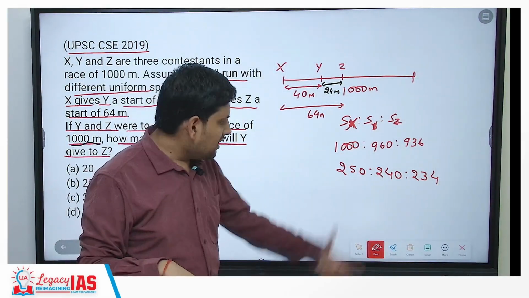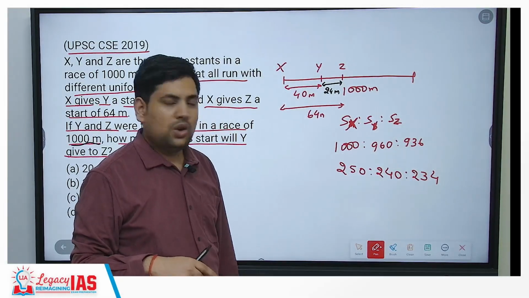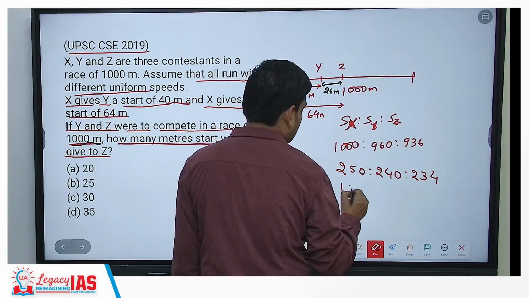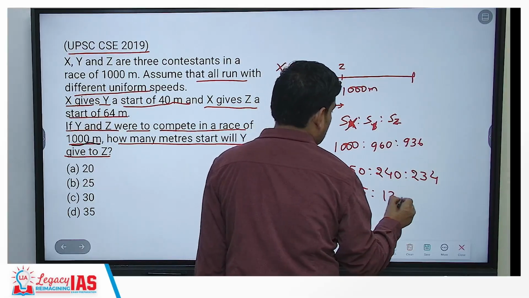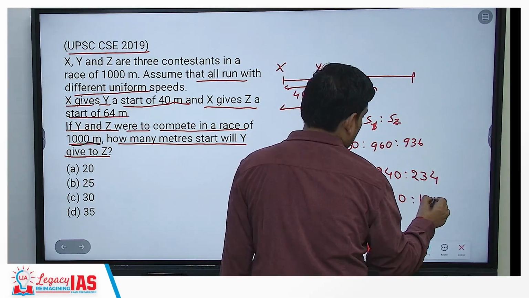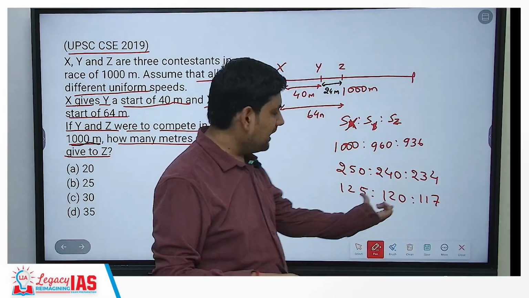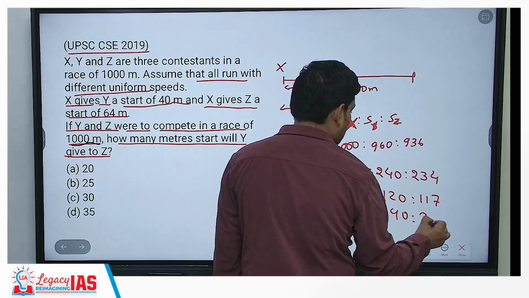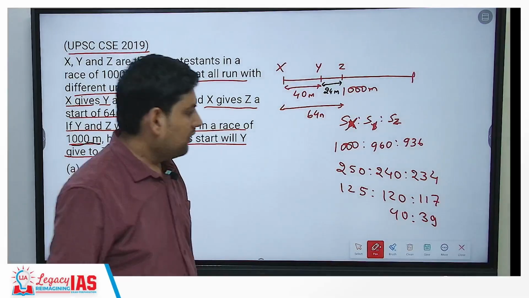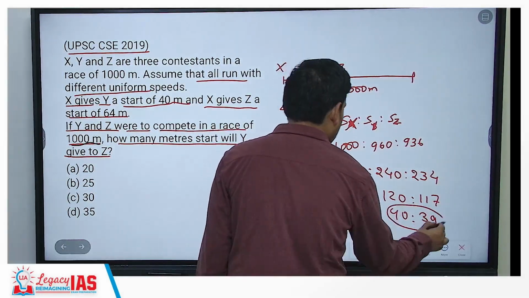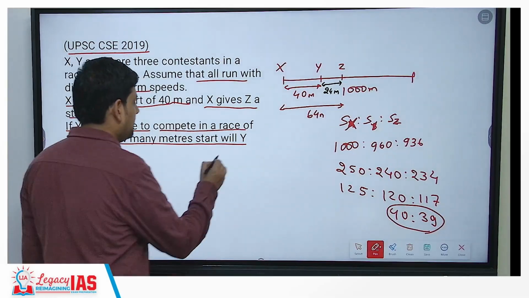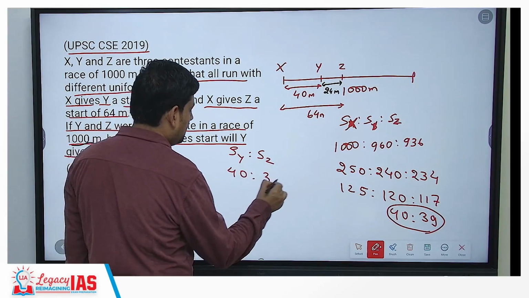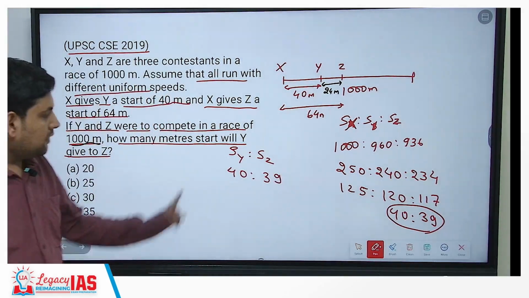Now you can again divide this by, let's say, 2. So what you get is 125, here you get 120, here you get 117. Then again you can divide it by 3. So here you get 40, and here you get 39. Now, 40 and 39 is the ratio between the speed of Y and the speed of Z. So, speed of Y to speed of Z came out to be 40 to 39.